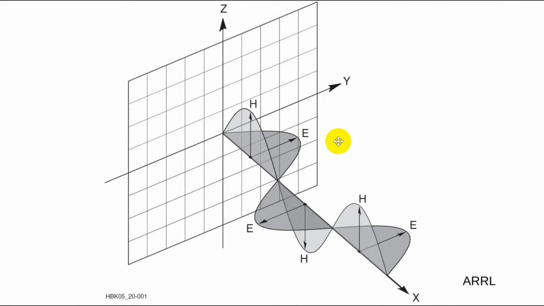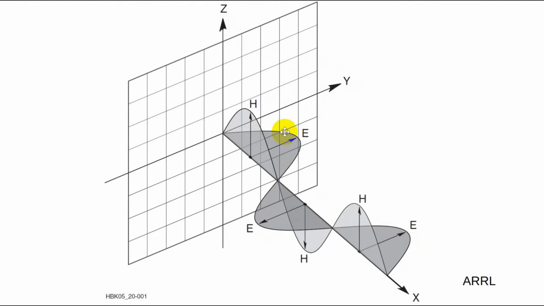This picture comes from the ARRL handbook and shows a horizontally polarized electric field. Note that Z is vertical, Y is horizontal. And this wave is a plane wave. It's always in the same plane, and it is horizontally polarized.